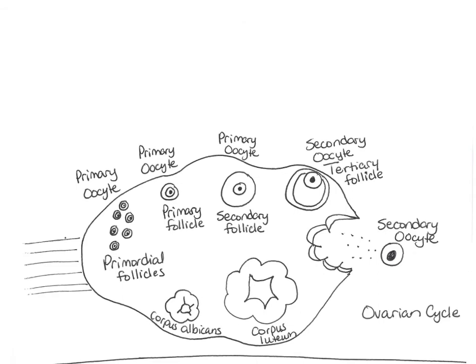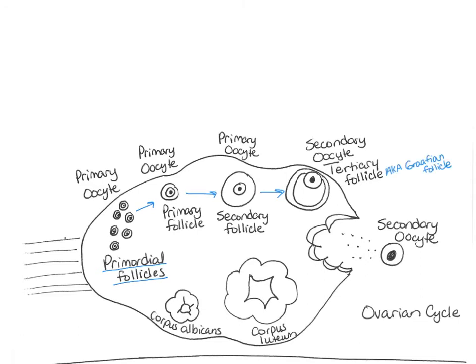Oogenesis takes place in specialized structures in the cortex of the ovary that are called ovarian follicles. Each primary oocyte is surrounded by follicle cells. The most immature phase of the ovarian follicle's development is called the primordial follicle. The primordial follicle will develop into a primary follicle, and then into a secondary follicle, and then into a tertiary follicle. Another name for the tertiary follicle is the Graafian follicle.